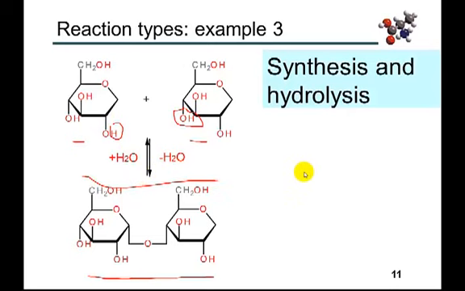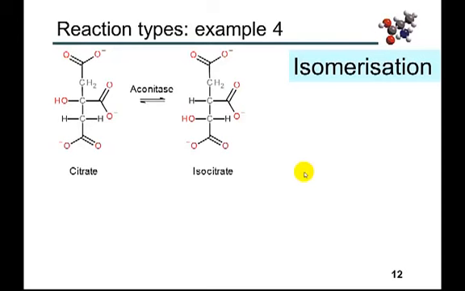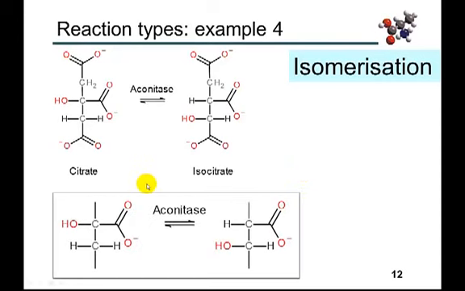So synthesis and hydrolysis. Here's another isomerization reaction, this one taken from the citric acid cycle, where citrate is isomerized to isocitrate by aconitase. If you have a little look at the molecule, you'll see it has made some subtle changes, but changes which you can imagine take quite a lot of chemistry to take place.